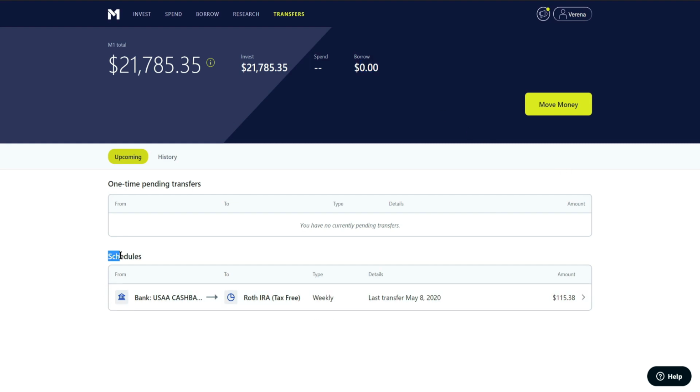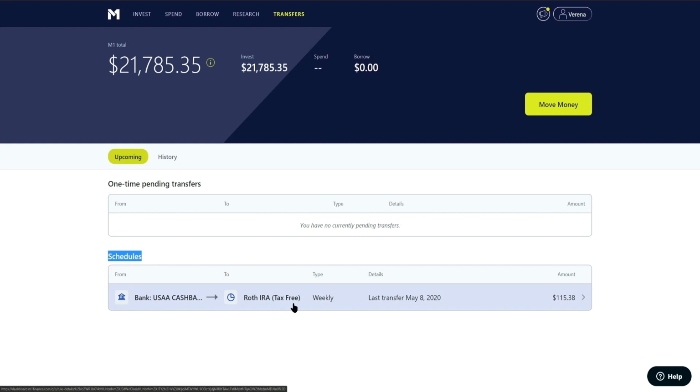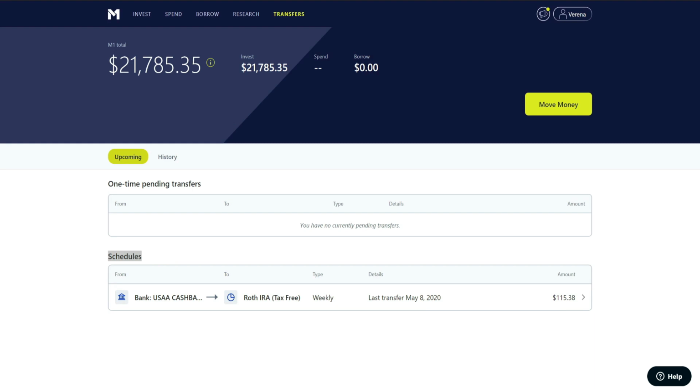Now down here is our scheduled deposits, how much we are depositing from our bank account to our Roth IRA, which is going to be tax-free after we hit the age of 59 and a half, and it's a weekly schedule. And this was just last done on the 8th of May 2020. The next time that this will happen again is on the 18th. Oh, I'm sorry, the 15th. So here I'm going to be changing this. It deposits every Friday. That way the cash is there and available for me that following Monday.